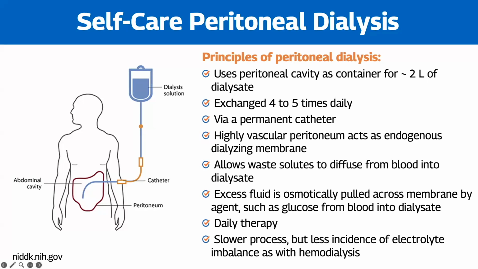So the highly vascular peritoneal membrane is going to be acting as an endogenous dialyzing membrane. Now, across the membrane, waste products are going to be diffusing to the dialysate, while excess body fluid is going to be removed by osmosis, induced by dialysis fluids, glucose, or other osmotic agents. Now, PD is usually done daily, 7 days per week, and can be done 1 or 2 ways.